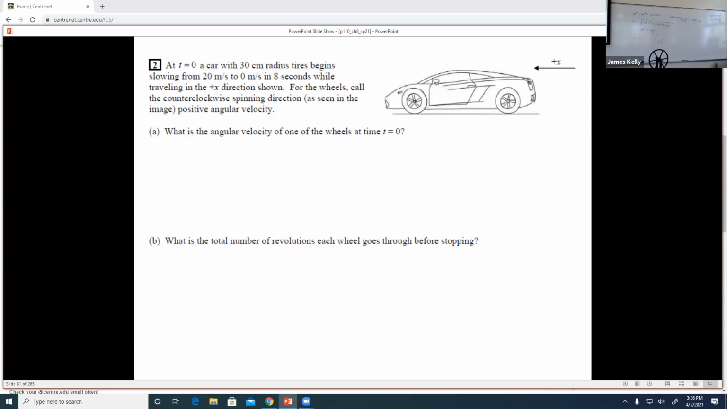What's the angular velocity of one of the wheels at time t equals 0? What's the total number of revolutions each wheel goes through before stopping? And is there a third question on here? No, that's it. So take a couple of minutes, see if you can answer those. You might need some kinematics, but you might also need v axle equals r times omega. That's true at any instant in time, even if v axle is changing. That's just going to tell us that omega changes, and it's true at every instant in time.